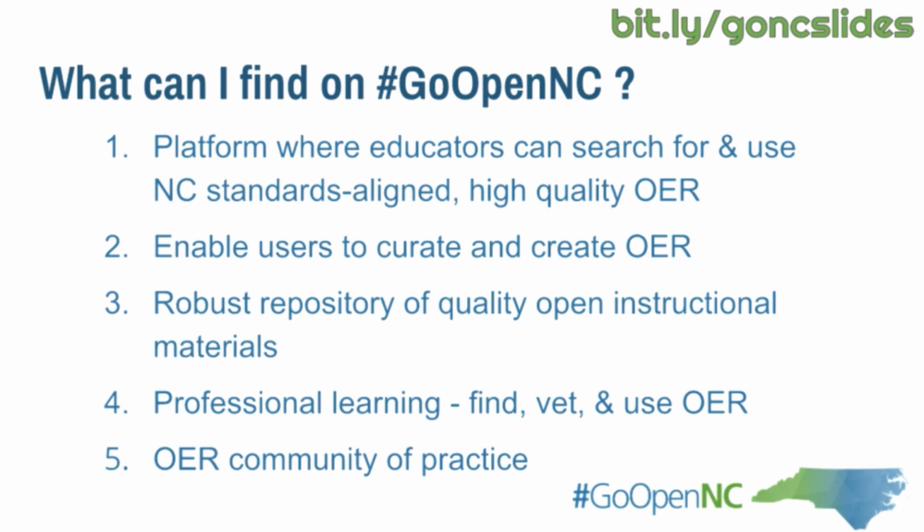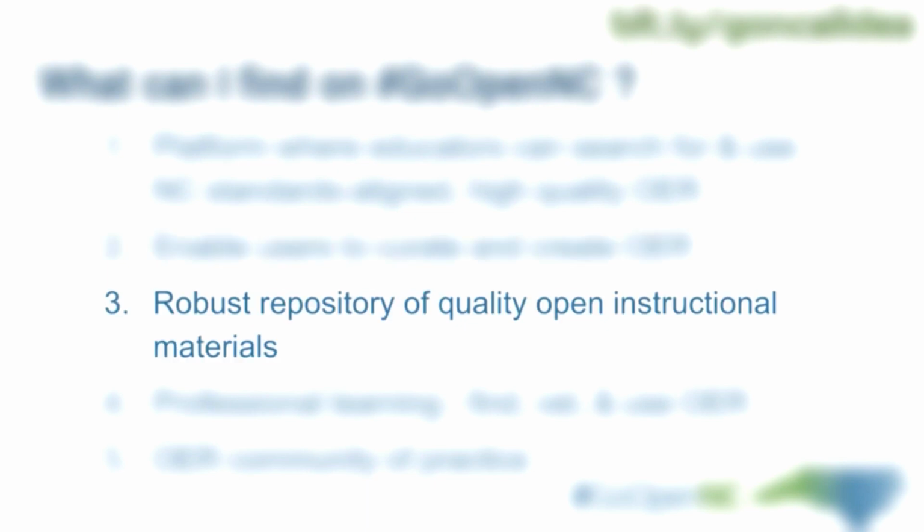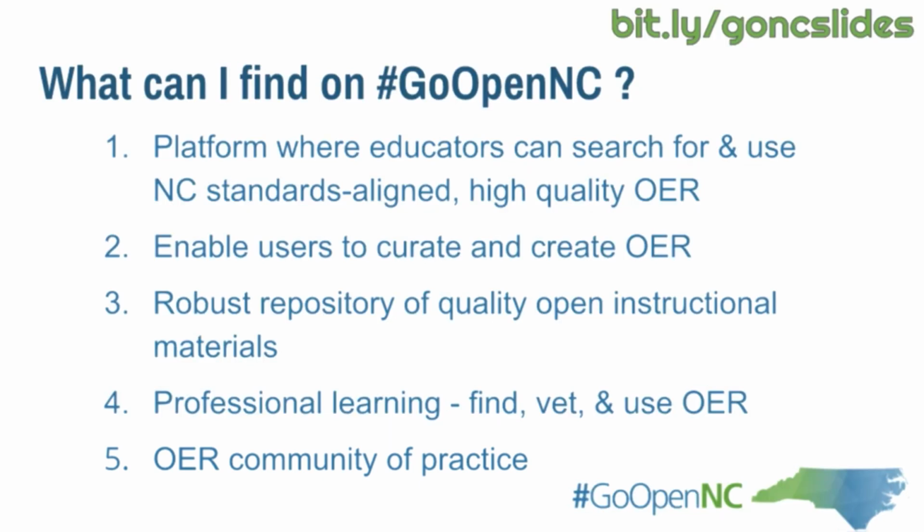In a moment, I am going to show you how to locate and log on to GoOpenNC. When we get there, we will find the following: a platform where educators can search for and use North Carolina standards-aligned high-quality OER. A place that enables users to curate and create OER. A robust repository of quality, open instructional materials. We'll find professional learning. We can find it, we can vet it, and we can use the OER. We'll also find an OER community of practice. Now, we are going to move on to the GoOpenNC platform.